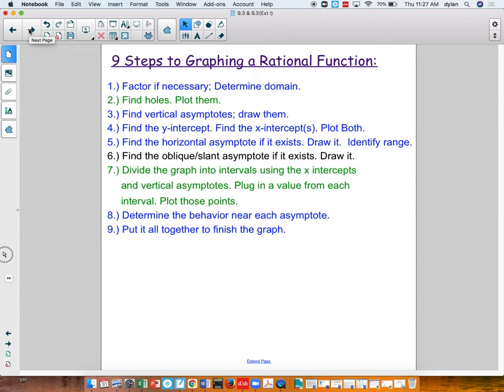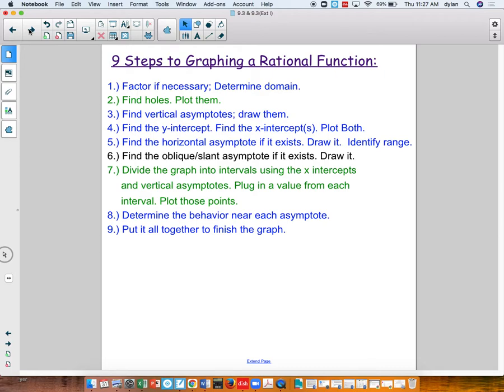So to graph rational functions, we've got our 9 steps. And you can see here that we've already covered all the ones in blue. Today we're going to add in step 2 and step 7. We're going to talk about holes, and we're going to talk about creating an interval table. So then the only step left will be step 6 for even slightly more complex rational functions.